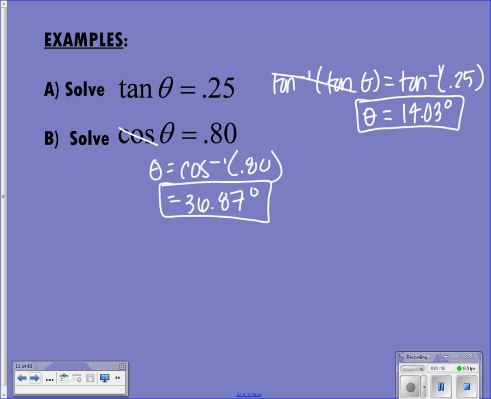Okay, I will be very picky about the fact that if you do not label that degrees, you're going to get it wrong. So you need to make sure that you understand that you are finding an angle, and angles are measured in degrees, and that you are labeling that for me.